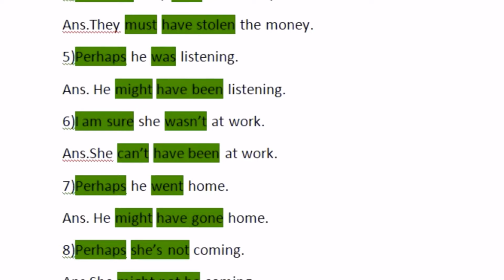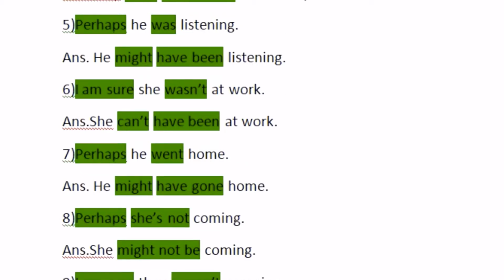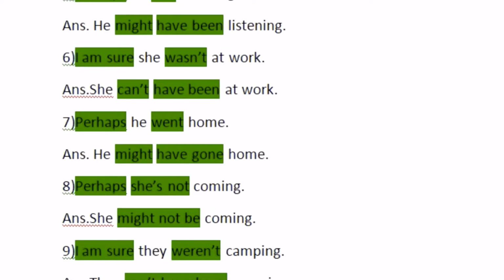Okay, what could be the answer of this question there? I'm sure, negative. What would you write? Can't. They can't have been camping. Got the point? They can't have been camping. They, I'm sure, negative, can't, was, were, have been. They can't have been camping.